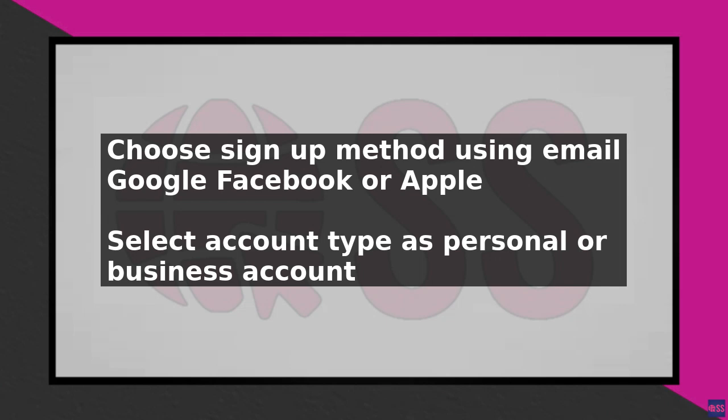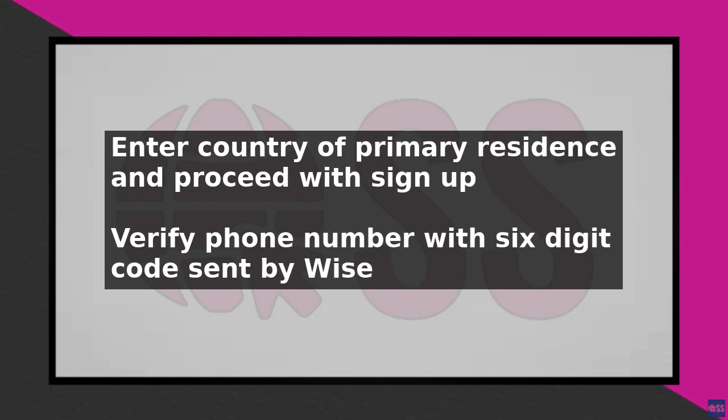There are 4 ways to create a Wise account: by entering your email address, or by using your Google, Facebook, or Apple account. Once you've chosen your sign-up method, you'll be prompted to select the type of account you want to open: a personal account or a business account. After selecting your account type, enter your country of primary residence and proceed.